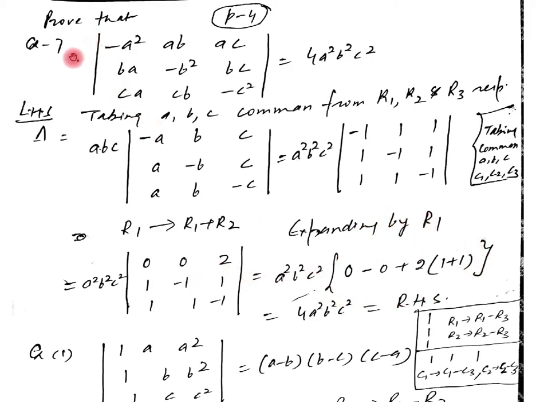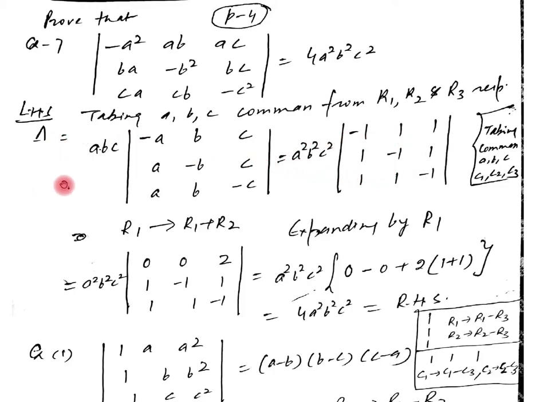Now we continue the question further. In all the questions, in the last step, we have to expand by the row which has the maximum number of zeros. Our aim in each and every question is to get the maximum number of zeros by applying operations on the columns or the rows.